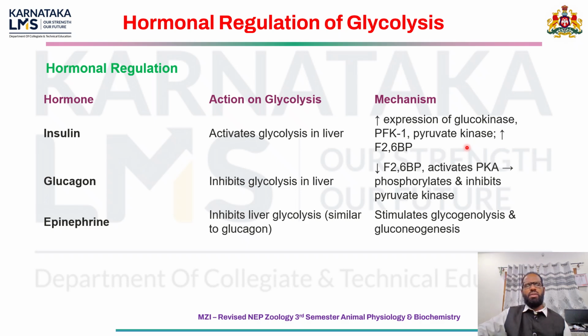The next important hormone is glucagon. And you know that glucagon works opposite of insulin. It inhibits glycolysis in the liver. It acts by means of fructose 2,6-bisphosphate and activates PKA. The next hormone is epinephrine, which is also another hormone that plays a significant role in the regulation of glycolysis.